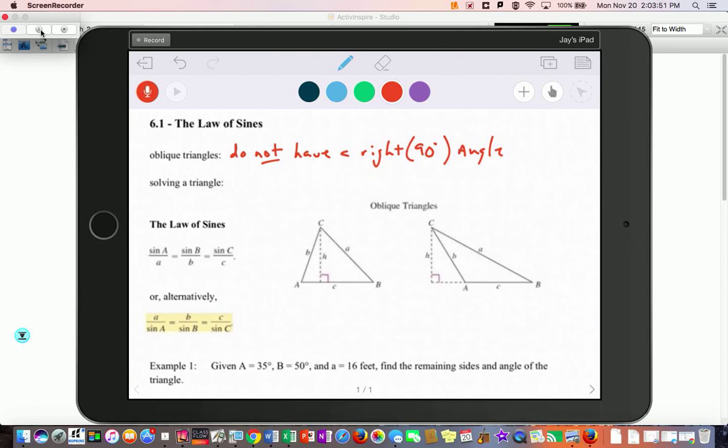And when somebody says solve a triangle, you will find all sides and all the angles.